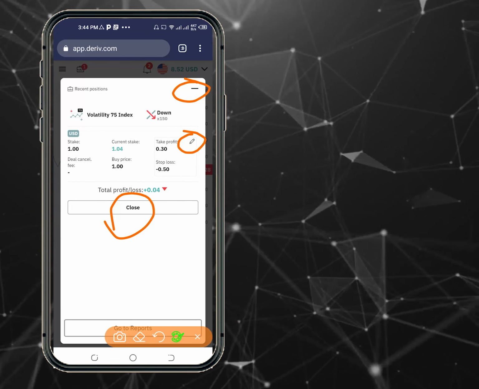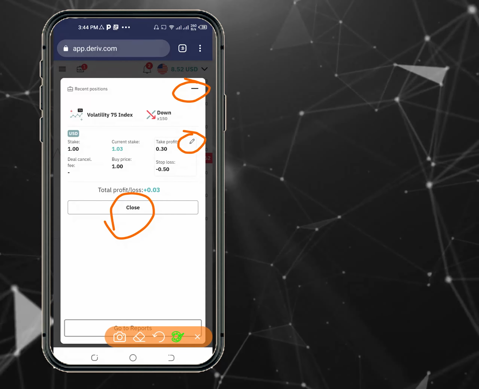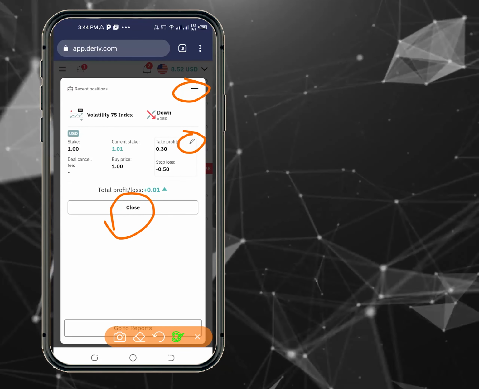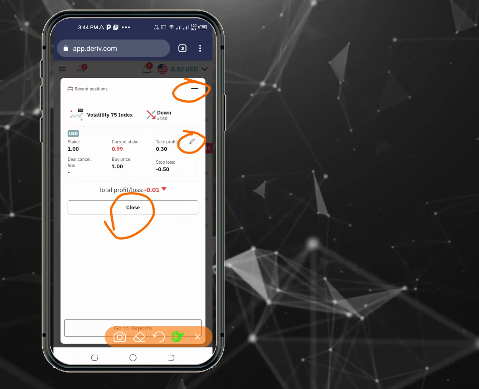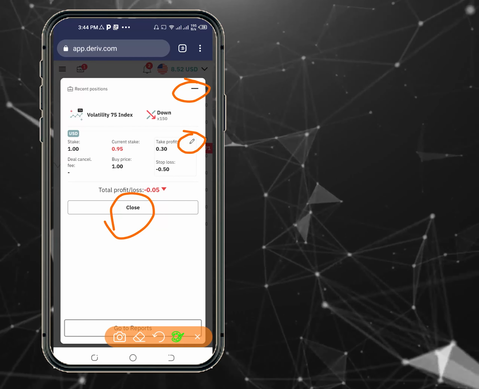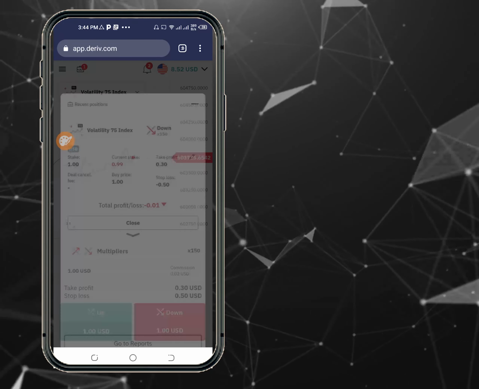I'm on +4, and I put my take profit at 30 cents. So it keeps fluctuating like this, up and down. But take note, I've already noticed that this is on a downward trend, meaning I could leave this for a while, and I know that eventually it will still end up as a profit until it begins to change.